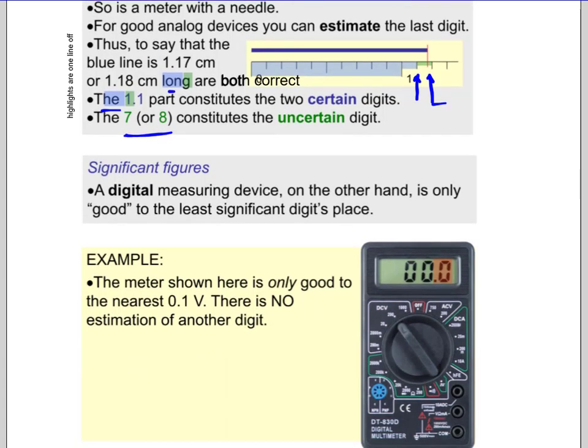Now a digital measuring device, however, does not have the ability to estimate whatever the final digit is. So in this case right here, that's as far as you can go. You can't see anything to the right of that digit, so you can't guess whether it's closer to the higher number or the lower number. For this particular one, 0.1 volts is the most accurate and the most significant you can make this. That's the end of that discussion. Digital's kind of easy in that way. The last digit, boom, that's where you stop.